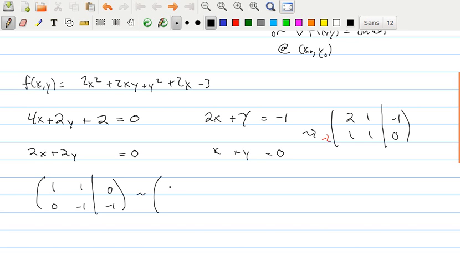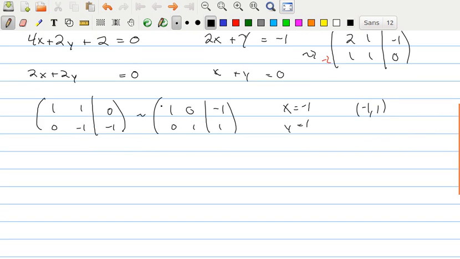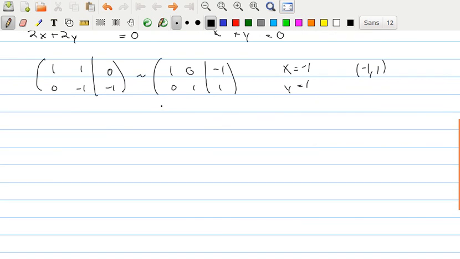Now we can add the bottom row to the top row and multiply the bottom row by -1. So this tells us x equals -1, y equals 1. So this gives us a point, (-1, 1). This is the critical point for this function of two variables. And maximums and minimums can only occur at critical points. So along those lines, we don't know if this critical point is a maximum or a minimum.